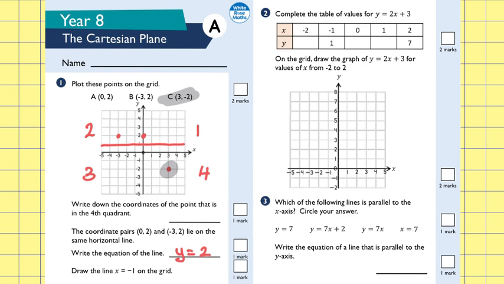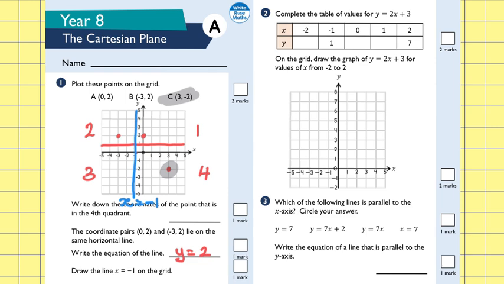Draw the line x equals -1 on the grid. Well, x lines are vertical, and they all pass through the point where x is -1 in this case. So we find x is -1, which is there, and we draw a vertical line going through there. So that is the line x equals -1.